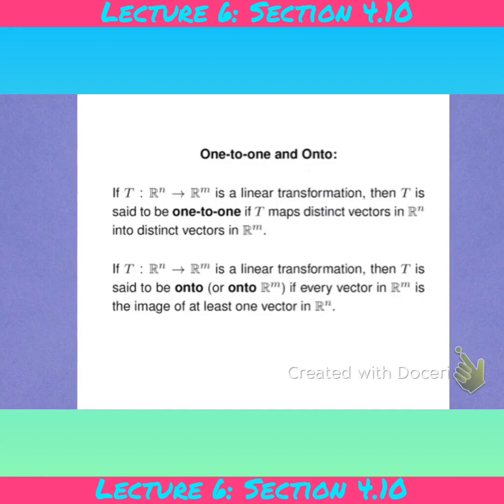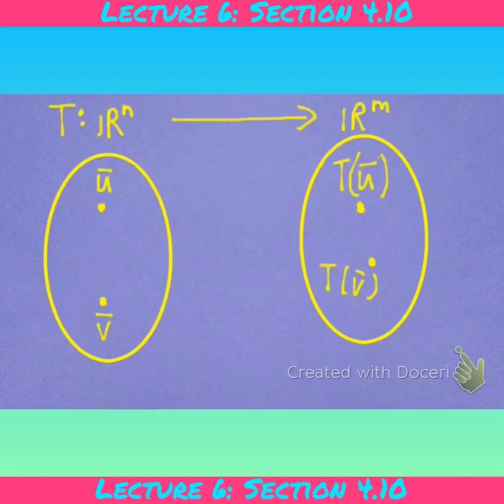Alright, so we have the two concepts of one-to-one and onto. So when is a linear transformation 1-to-1? We say it's 1-to-1 if T maps distinct vectors in the domain into distinct vectors in the codomain. Let's look at the diagram. What does it mean for a function to be 1-to-1? It maps distinct vectors in the domain to distinct vectors in the range. Right, so that's how it works.